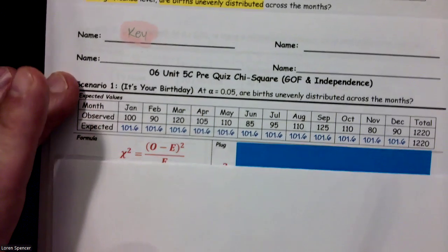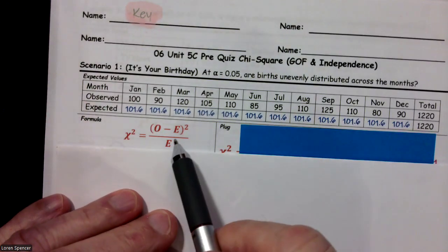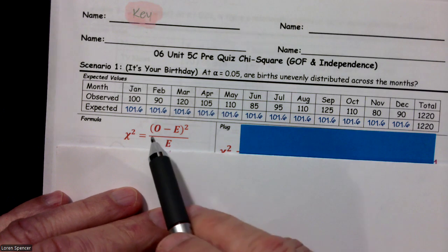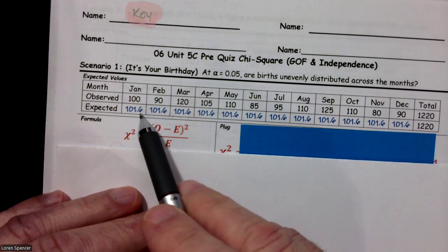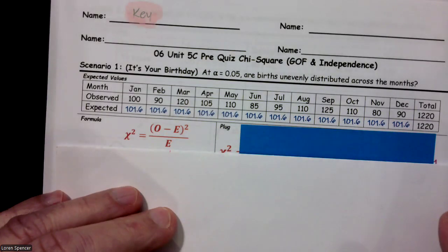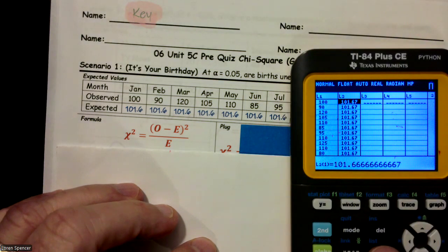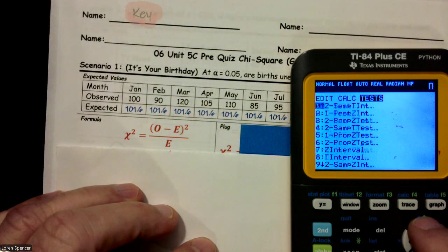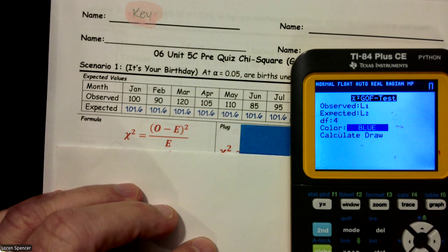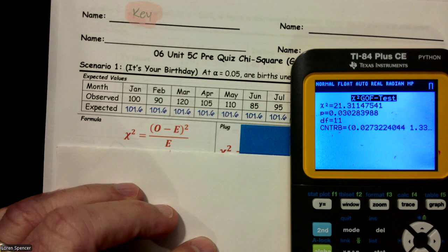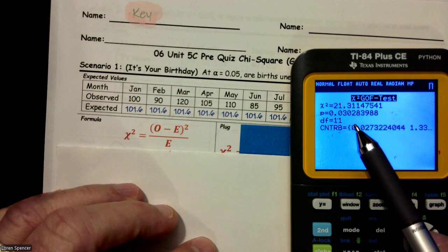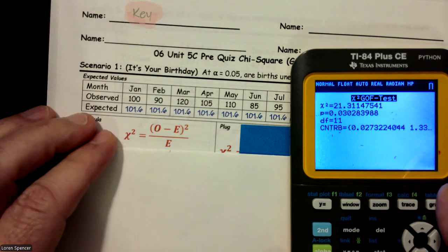All right. Our formula, of course, is chi-squared equals observed minus expected squared over expected. We now have our observed, we now have our expected. In fact, we could go ahead and plug into this, but I'm inclined to go ahead and run the test. So stat test, chi-squared goodness of fit, L1, L2, and our degrees of freedom, we have 12 categories minus 1. We do that and we get a p-value of 0.0302 and a chi-squared of 21.3. So that's going to look like this.